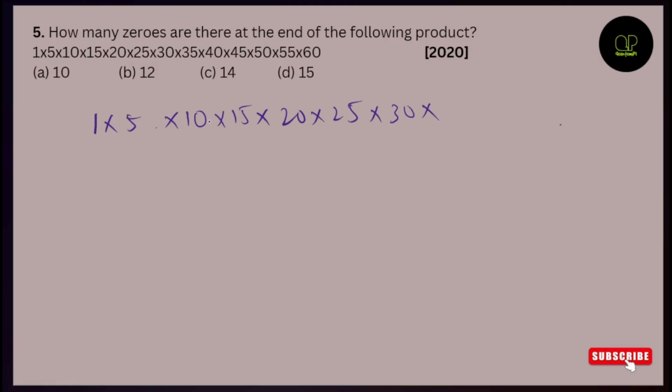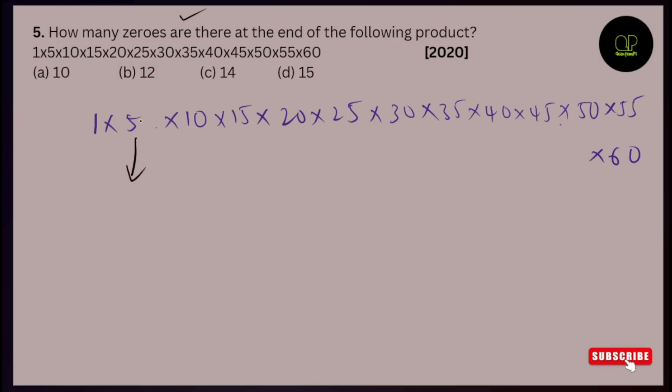So it's 5, 10, 15, 20, 25, 30, 35, 40, 45, 50, 55, and 60. All right, good. To find how many zeros are there, the trailing zeros, find how many fives are there. Very simple.